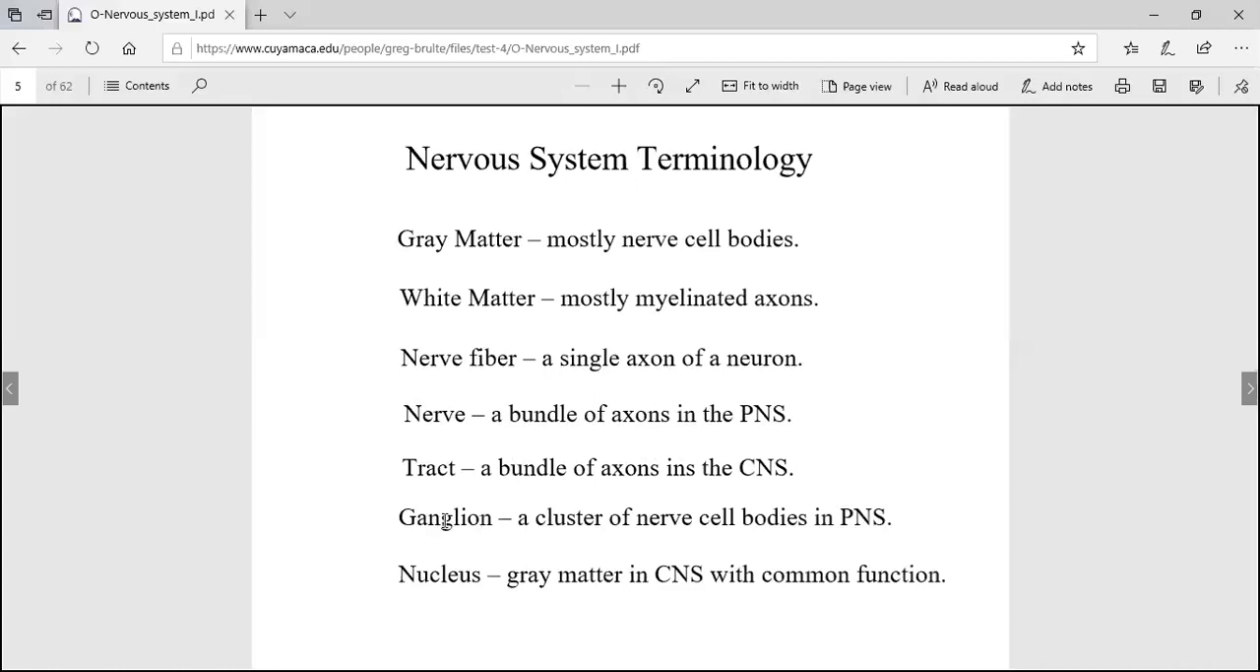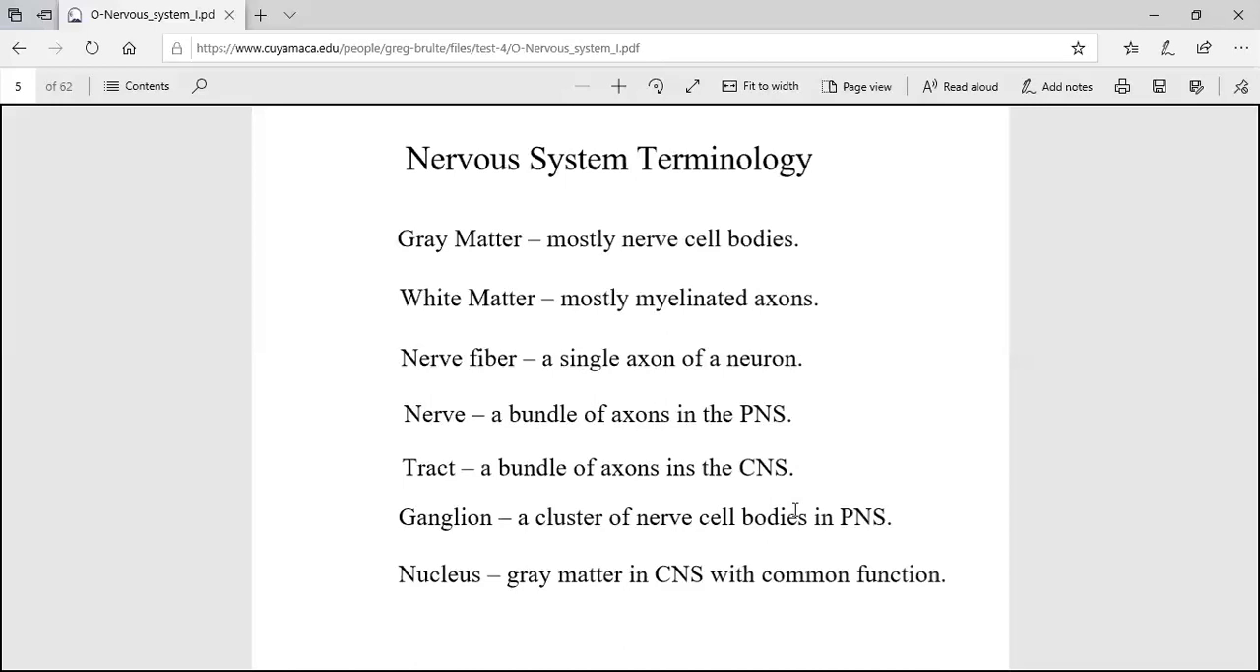A ganglion, you may not have heard this one yet, but it's a cluster of nerve cell bodies, I say neurons, a cluster of neurons in the periphery. So technically it's gray matter, right? Because it's neurons, but you're not in the brain and you're not in the spinal cord. Ganglia is plural, ganglion is singular. There are plenty of places you have ganglia all over the body, and we'll point out some special ones, but there's lots and lots of different ganglia.